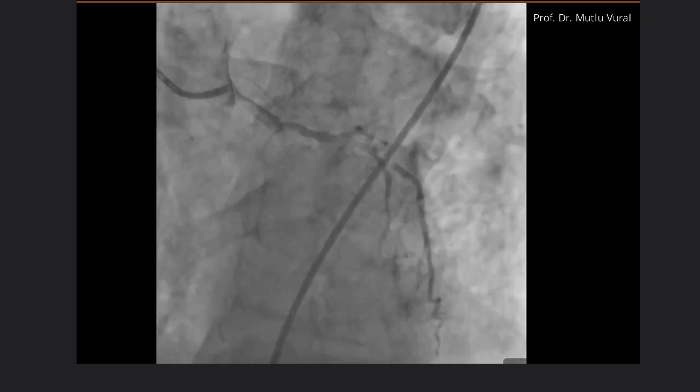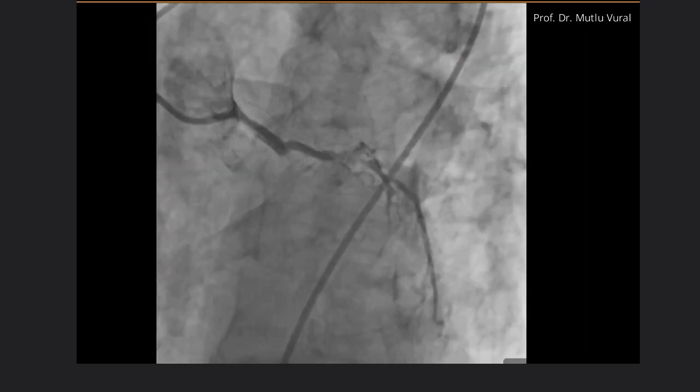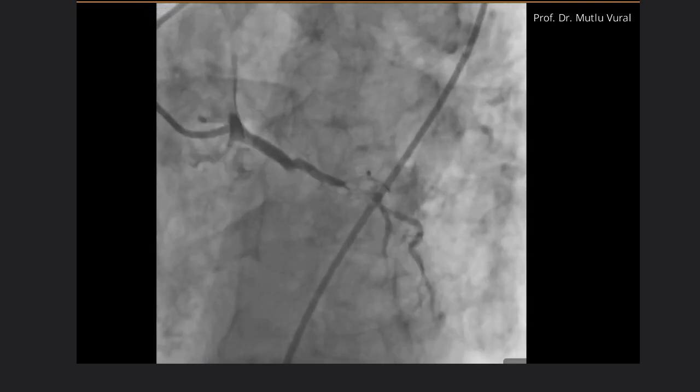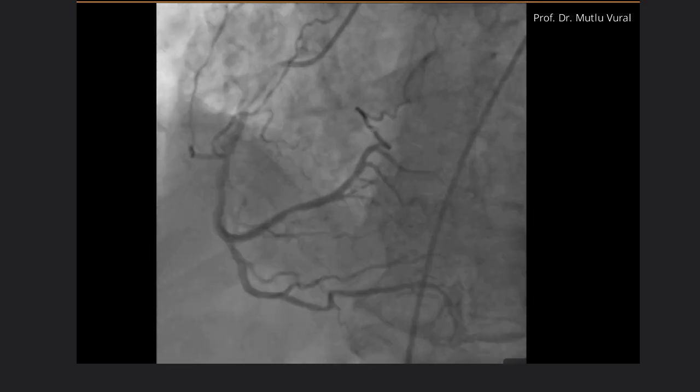I'm sharing with you a case with acute anterolateral myocardial infarction. There is total occlusion in the ostial LAD. There is no critical lesion in the RCA. RCA is dominant.